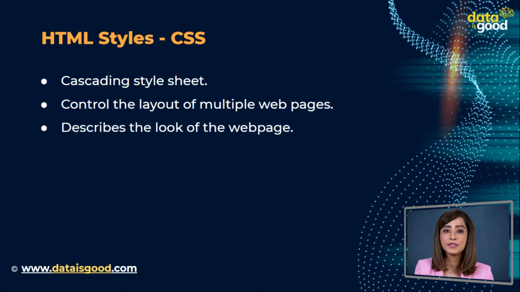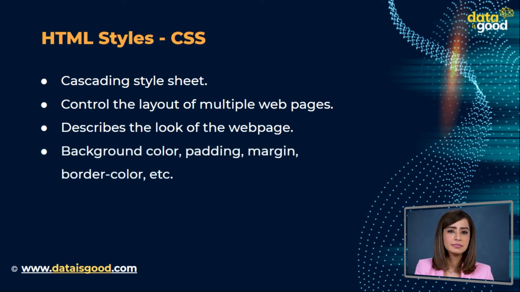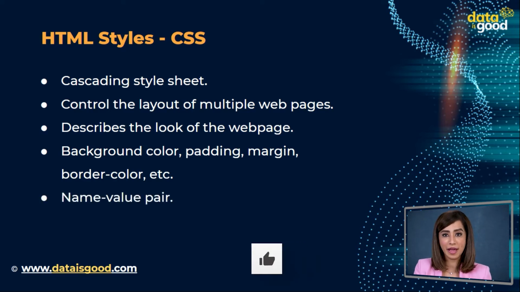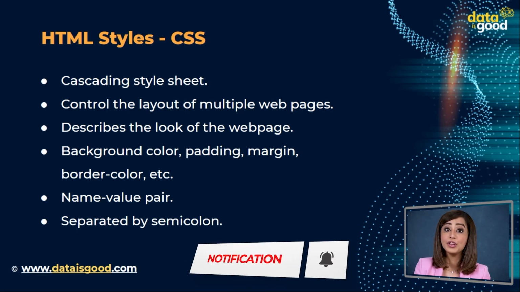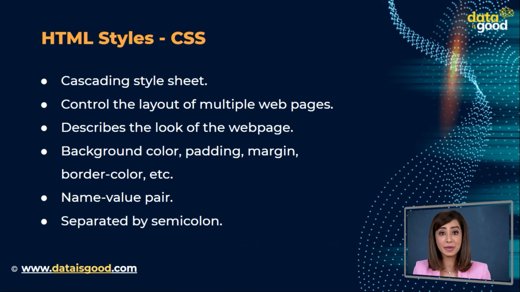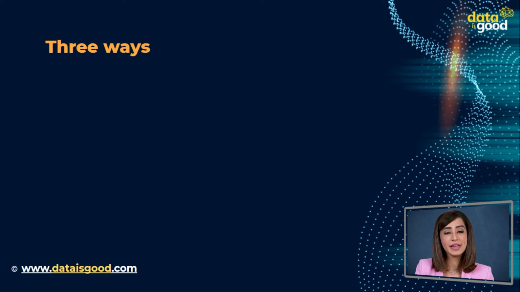CSS provides various style properties, such as background color, padding, margin, border color, and many more to style a web page. Each property in CSS has a name-value pair, and each property is separated by semicolon. To use CSS with HTML document, there are three ways.